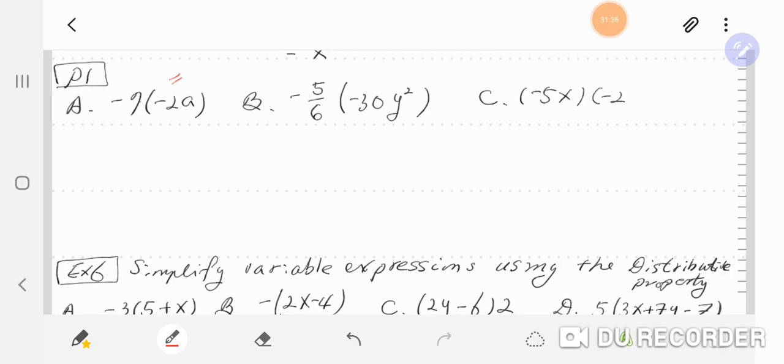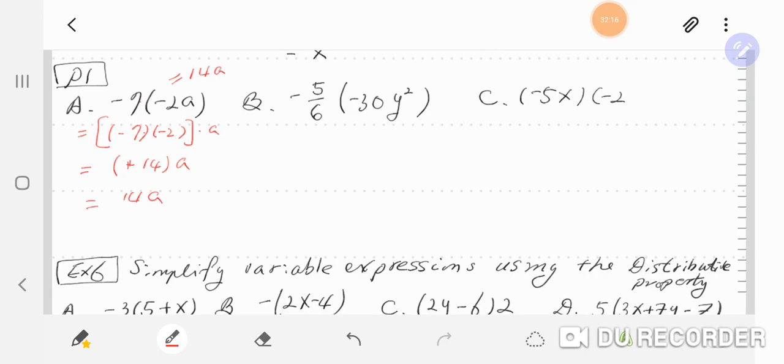-7. Now this means -7 times -2a. So multiply each number. So -7 times -2 is +14. So that's the answer. But once we use the properties, what we can do is use the associative property, -7 and -2 together, and then multiply by 8. So this is equal to what? -14a. So the answer is +14a, right? So the answer is 14a.